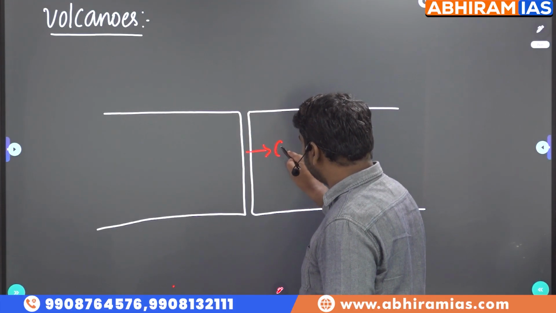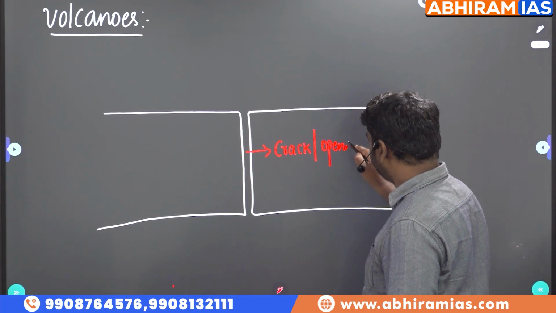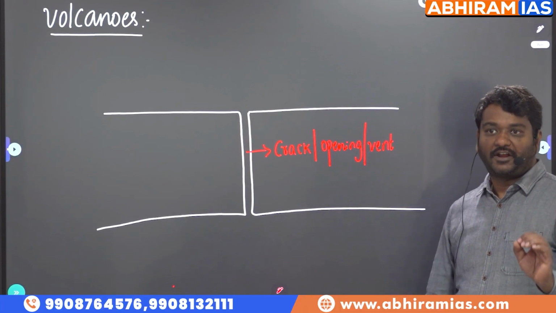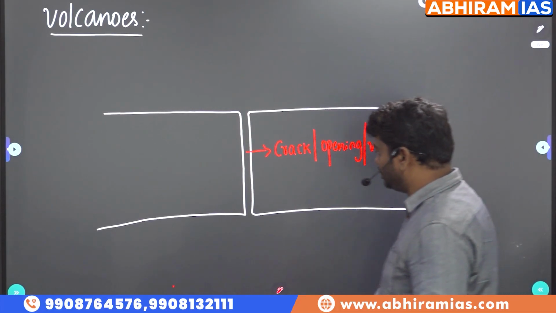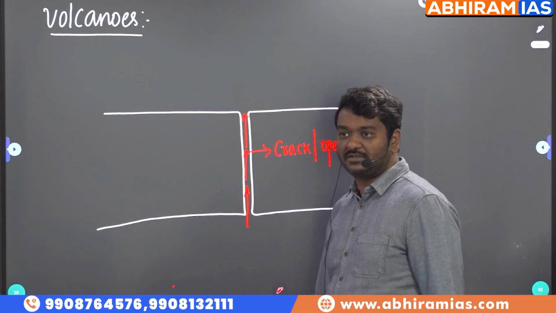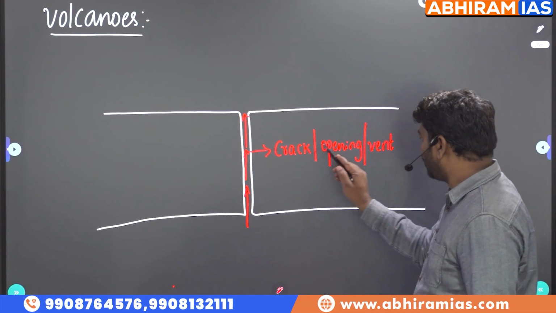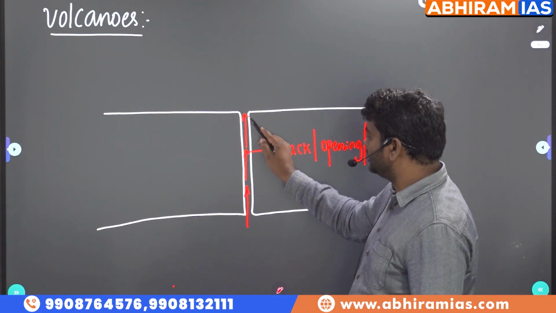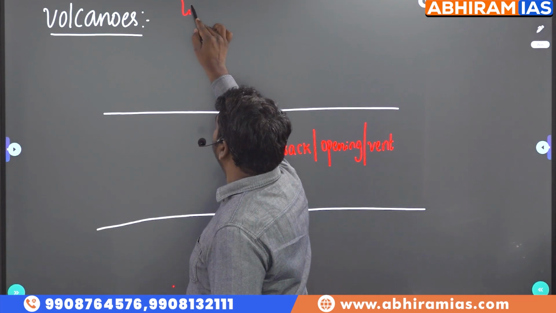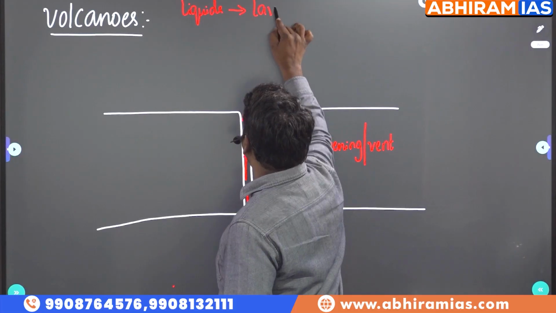A crack opening or vent through which liquids, gases and solids come out is called a volcano. Now, when I say liquids, we are talking about lava.